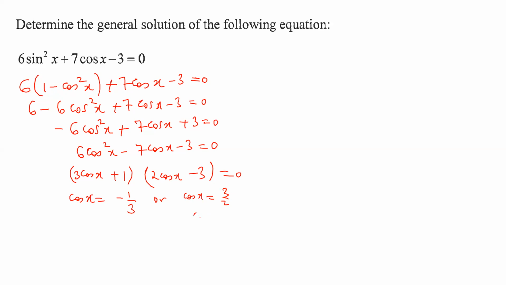Okay, 3/2 obviously is inadmissible because it is 1.5, but we know that the cosine of x is a bounded function, so it lies between -1 and 1. So in other words, this one here is actually inadmissible. So we're going to deal with this one here.